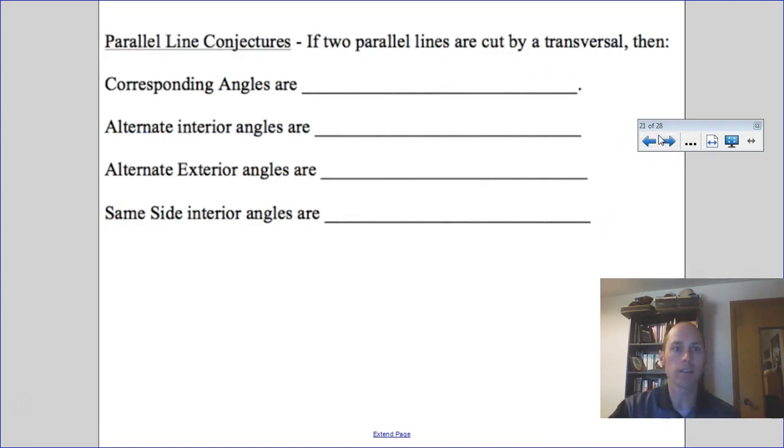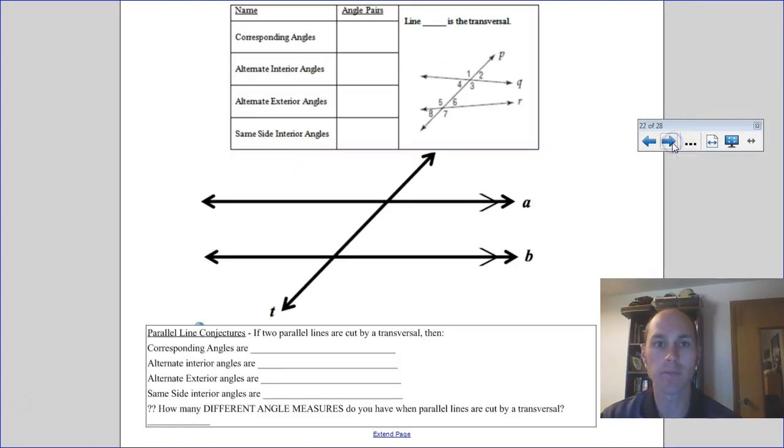Okay, so now we're going to take a look at parallel line conjectures. If those two lines are parallel, and we have a transversal cutting through them, what do we think is true when we have those types of angles? So here's the scenario. We've got parallel lines and this transversal cutting through them. Just ponder on that for a moment. What do you think is true about these corresponding angles, like angle 1 and 5? What do you think would be true about alternate interior angles, like angles 3 and 5? How about the alternate exterior, like 1 and, let's say this is angle 7? What do you think is true about those?